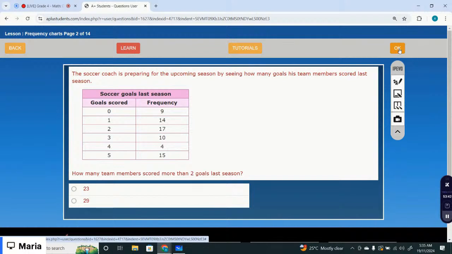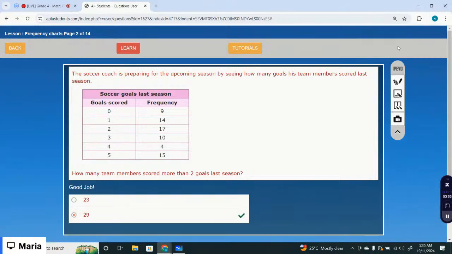The correct option is 29. Option number two. You need to count the frequency of 3, 4, 5. That makes 29, not 23. So the correct option is 29.